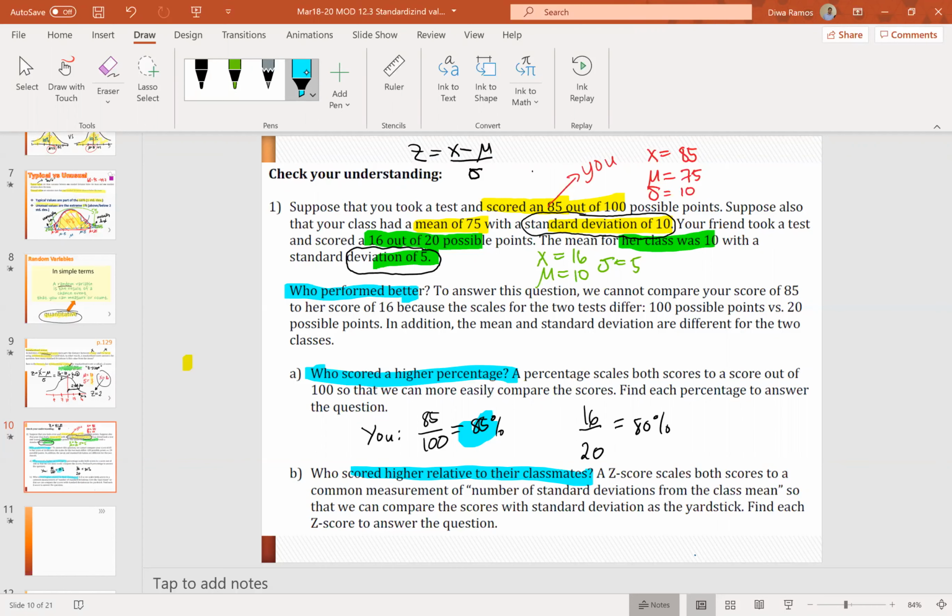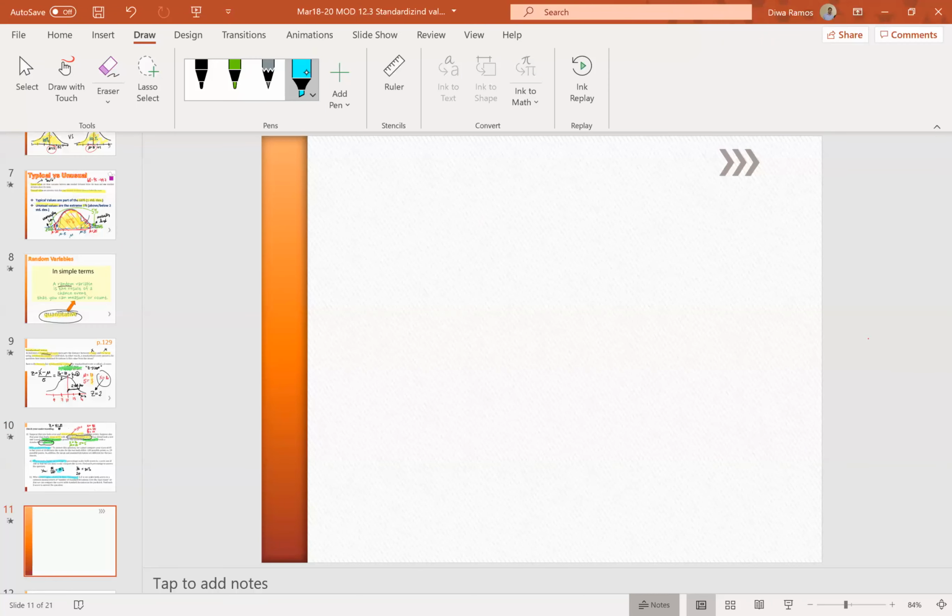So we have to look at the performance of the class as a whole, because if we don't take into consideration standard deviation and the average of the class, it will be deceiving. If we just look at it, it will be a little bit deceptive, because for all we know, say for example, if everybody got a perfect score, 85 over 100 is really not that good. You get what I'm saying? So we have to consider the whole situation.